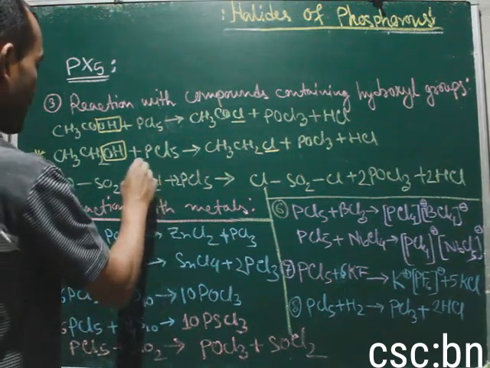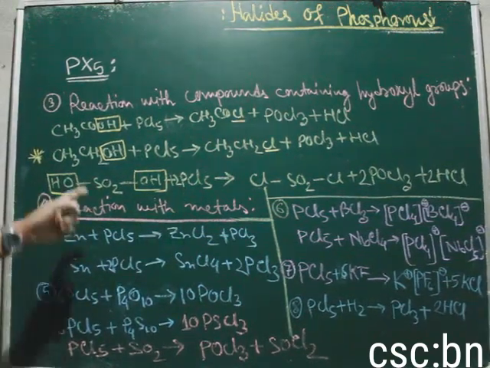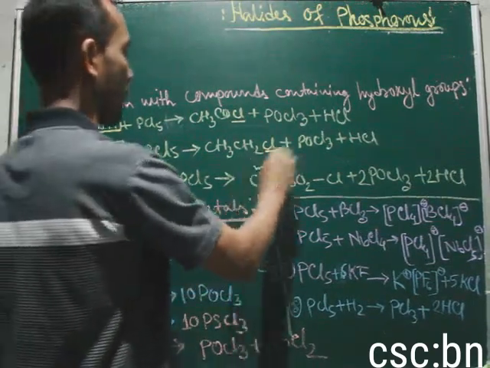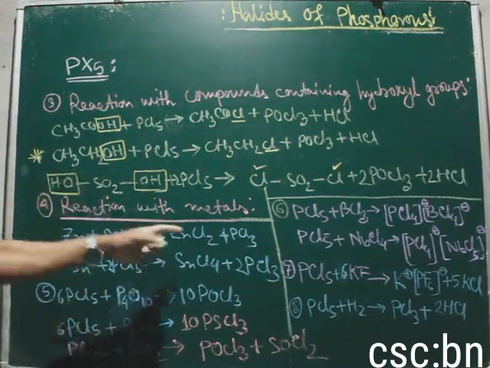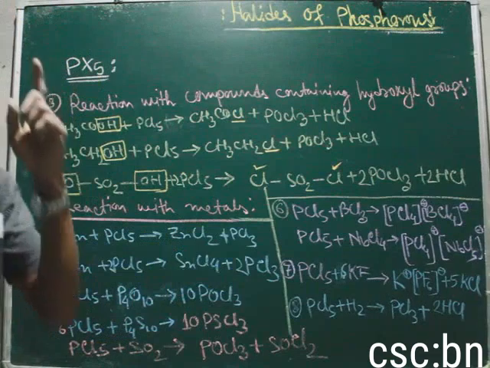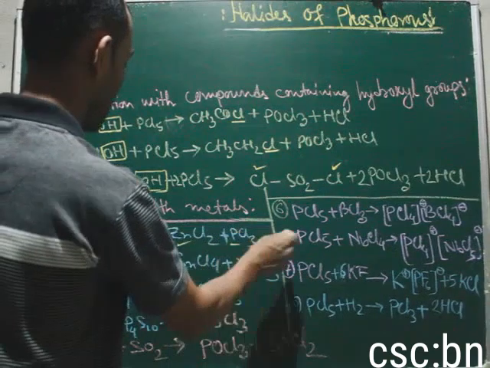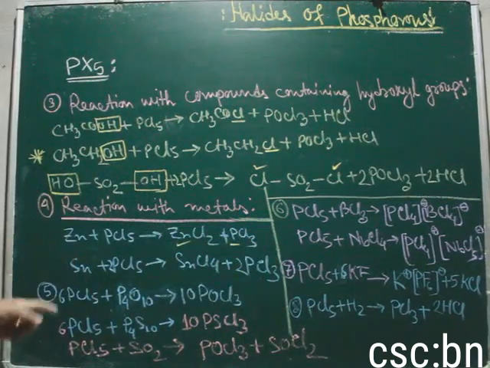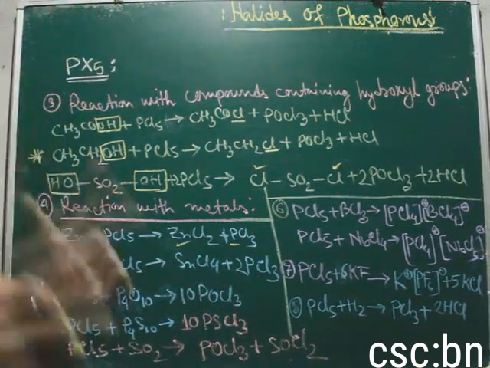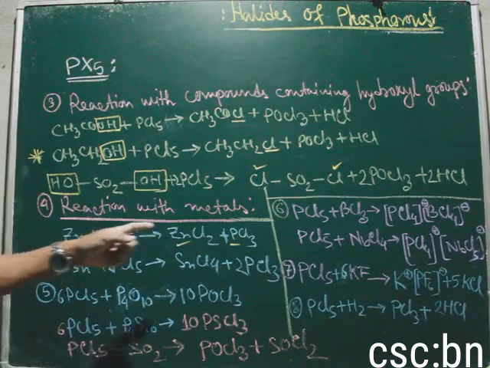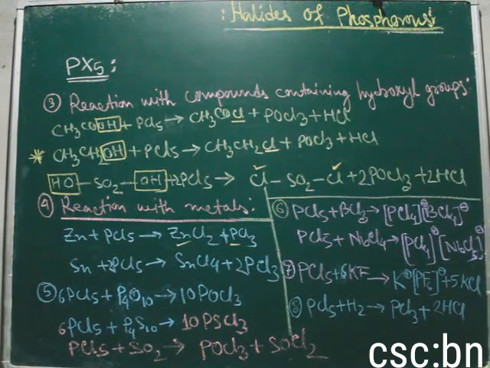Then sulfuric acid: in the case of sulfuric acid also there are two hydroxyl groups, and these two hydroxyl groups are replaced by two chlorine atoms. Okay, then reaction with metals. Metals generally form metal chlorides, for example zinc reacts to give zinc chloride. Then with tin it reacts to form tin tetrachloride and PCl3, phosphorus trichloride. Similarly with silver it forms silver chloride and PCl3.